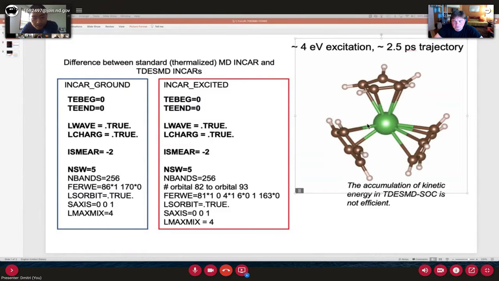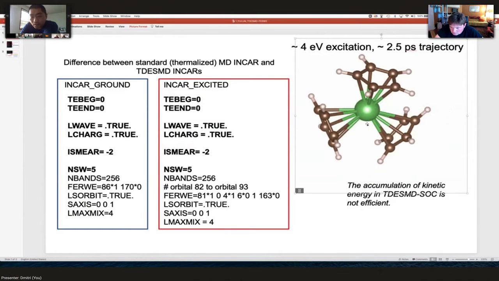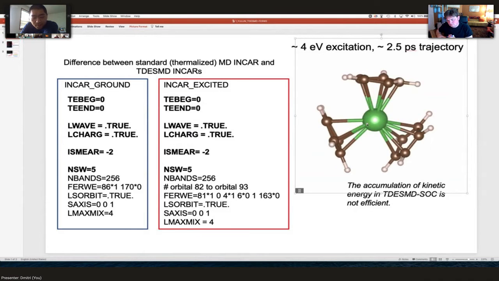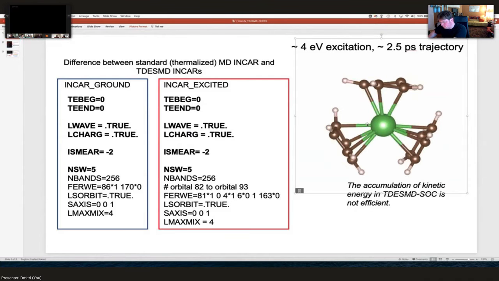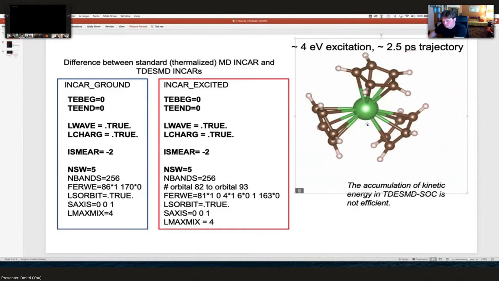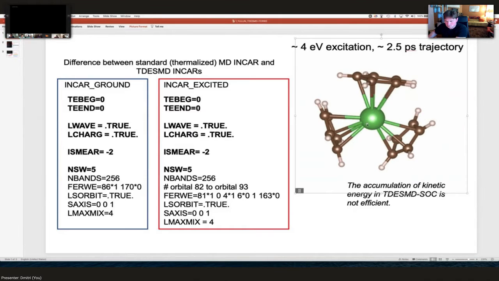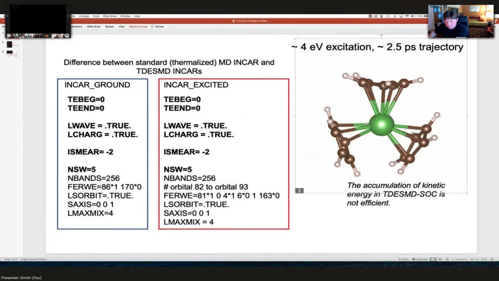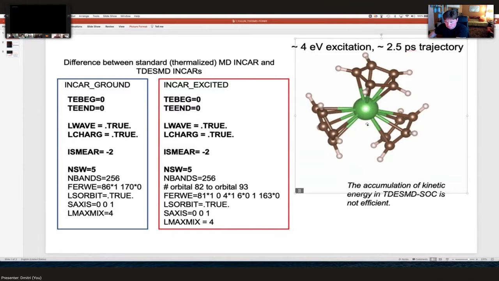And NSW equal 5, this means we do nuclear movement for 5 picoseconds. And we specify the number of bands, and we use Fermi weights to control the electronic distribution. The following is just a standard setup for non-collinear calculations.